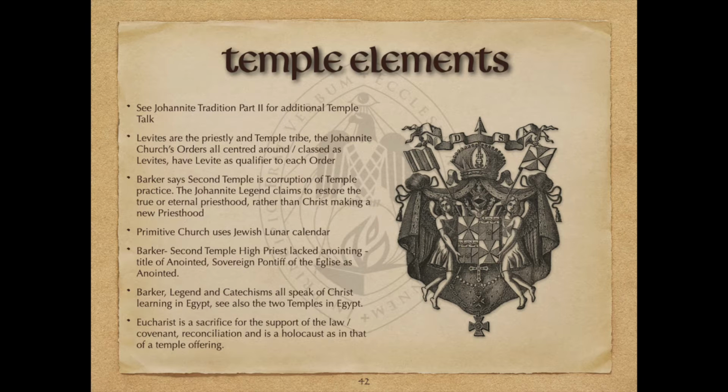The names escape me, but I've included them. I've listed them in the second part of my talk for the medieval Johannite legend. So you can have a look at that, or of course you can dig into Margaret Barker herself.